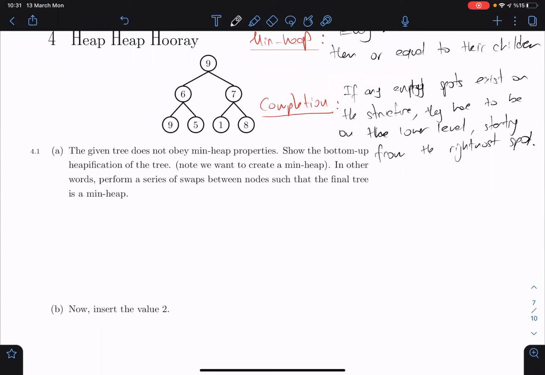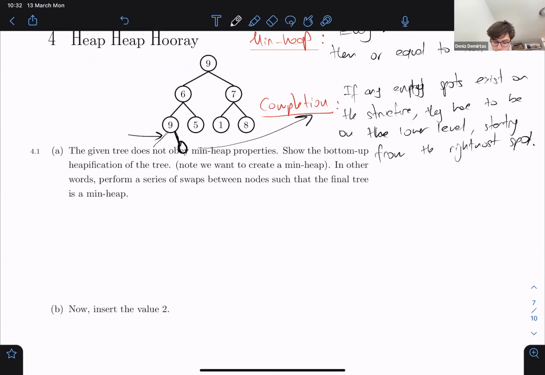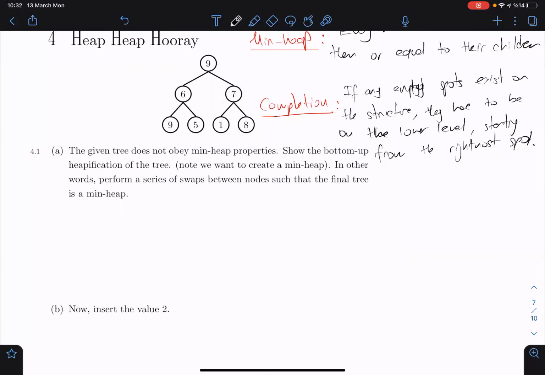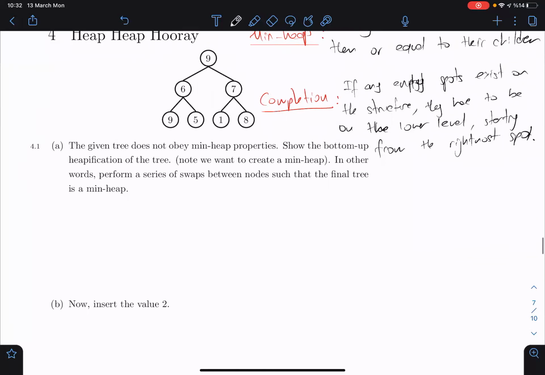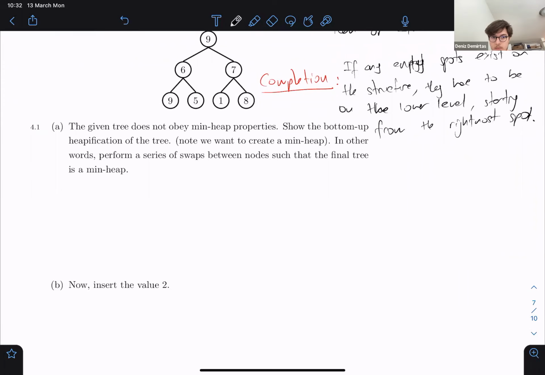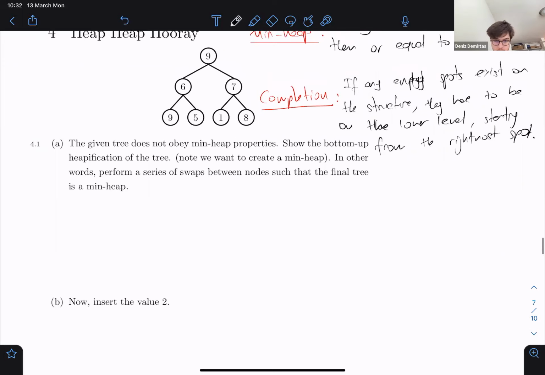addition has to start from the leftmost end of the lower level, and we have to add each node after the other one, so we cannot just skip an empty spot here and then make an addition to this place, and this would not be appropriate by the completion property. What we have to do is add from the leftmost spot and move on to right one by one. So let's get started with this information in mind. Let's get started with part A.